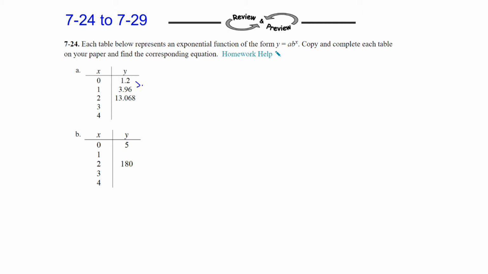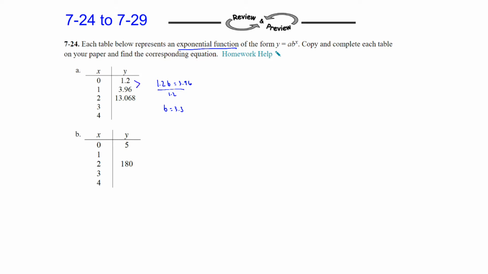Well, obviously, we can't just look at that and decide what it is, but what we can do is work backwards. So if we're asking ourselves 1.2 times what value, and we'll call it b because that's our multiplier, is equal to 3.96, well, then we can divide 3.96 by 1.2 and get what that value is. And since they tell us that these are exponential functions, we know we're going to get a value that when we multiply by 3.96, we should get 13.068. And so once we divide, we get b is equal to 3.3.